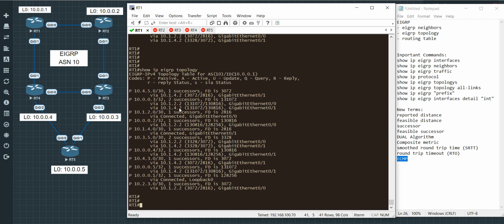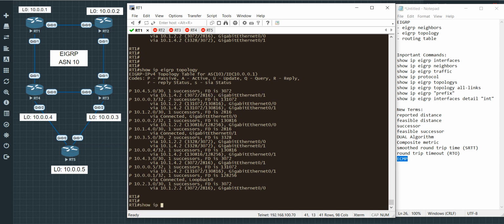To really understand how these route entries come into play, there are some rules that you have to abide by. For example, only the successors will be imported into the routing table. So say, for example, in this first route here, 10.1.4.2 has one successor, and so this means that this particular entry here will be inserted into the routing table.